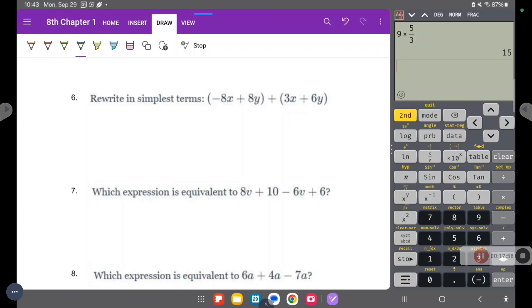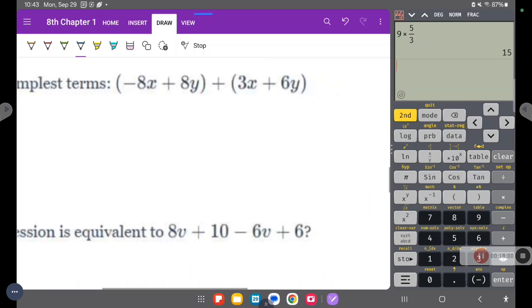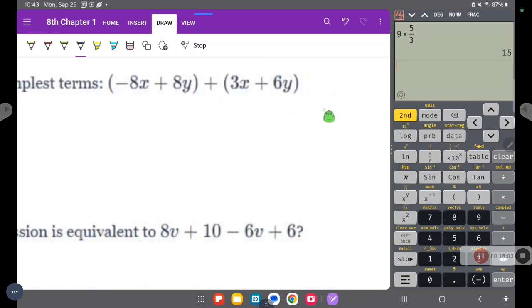Okay, Ferdy, number 6. Can you remove the parentheses for me and tell me what we would have? Negative 8x plus 8y. Now, since there's a plus here, these will keep their signs. Positive 3x, correct, plus 6y. Correct.